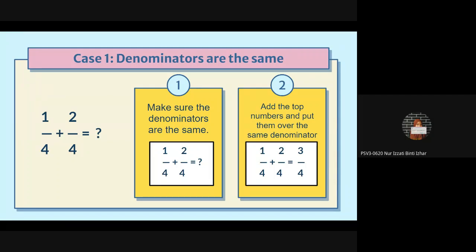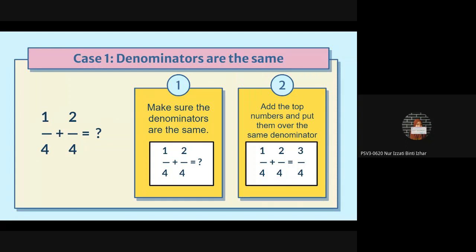Okay, as you can see on the slide, the given mathematical problem is 1/4 plus 2/4 equals what? So first step, you have to make sure that the denominators are the same, obviously. After that, add the top numbers, which are known as the numerators, and put them over the same denominator. So the numerator is 1 plus 2 equals 3, while the denominator stays the same, which is 4.